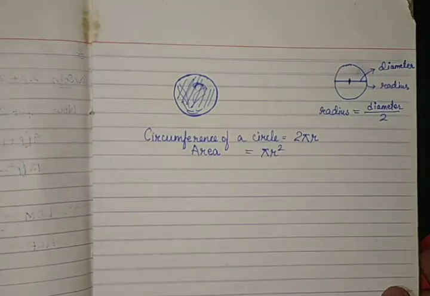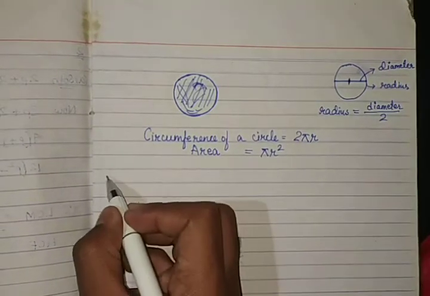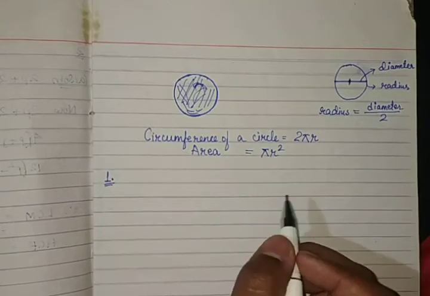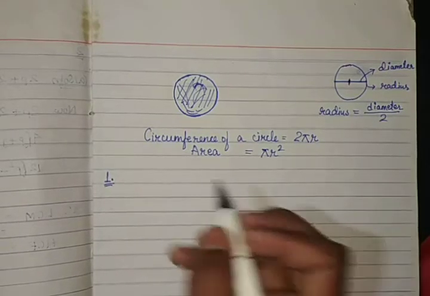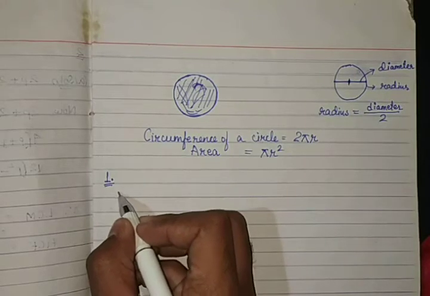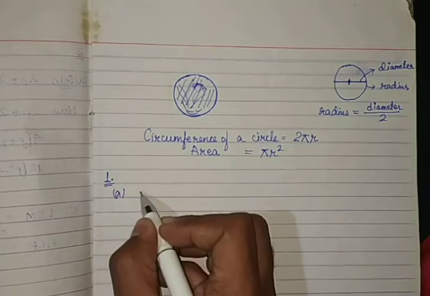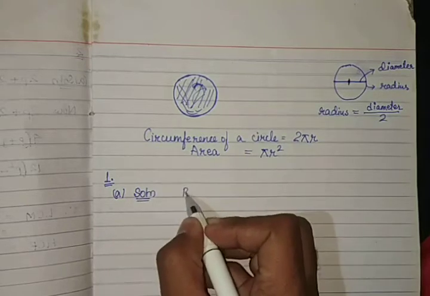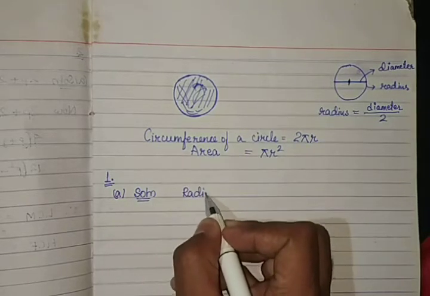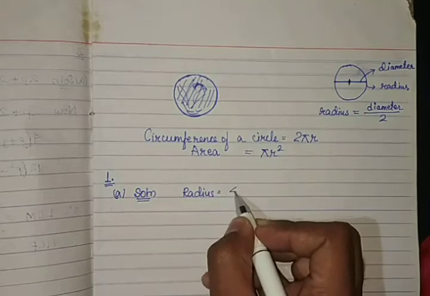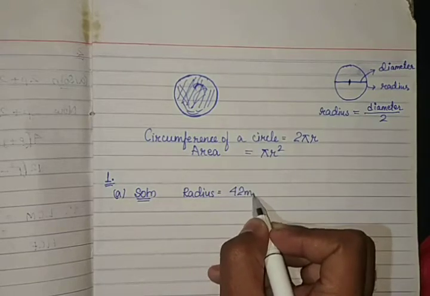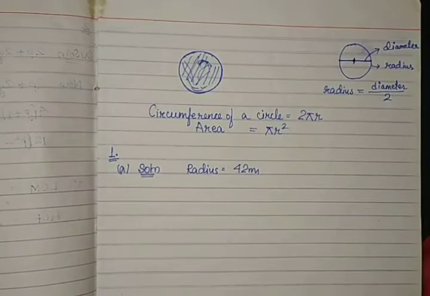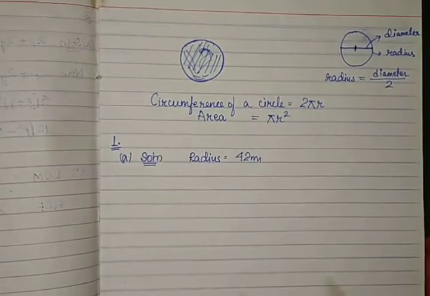So let's start the first question. Question number 1 asks: find the circumference and the area of a circle whose radius is as follows. For question number 1a, if I am writing the solution here, the radius is given as 42 meter. Here directly the radius is given to be 42 meter. Now we have to find the circumference and the area.